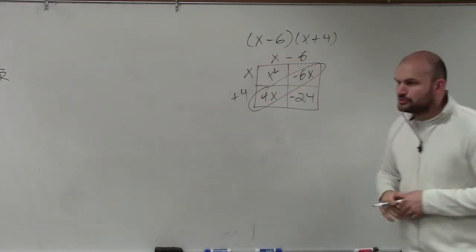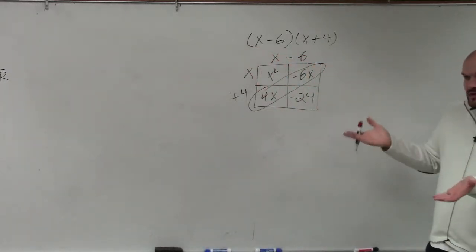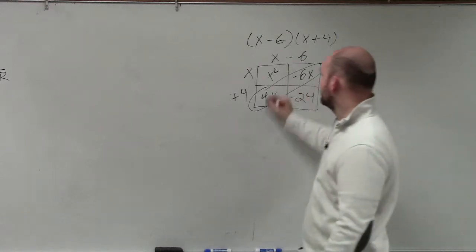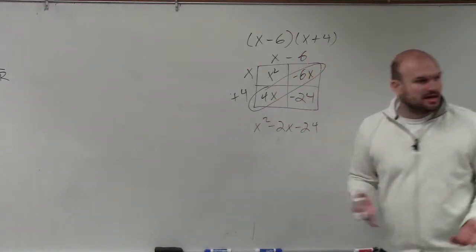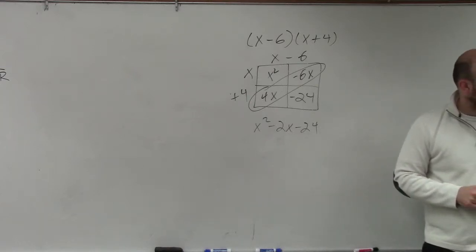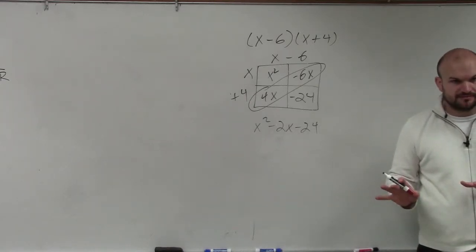I can combine the middle two terms. I'm not doing any extra work. You're just doing the same thing. X squared minus 2x minus 24. Does everybody follow me? Does everybody follow me here?